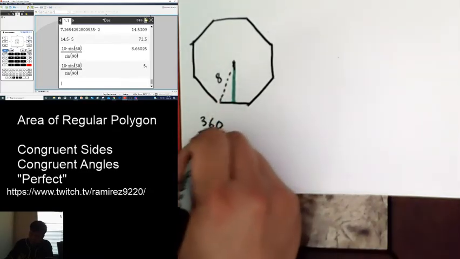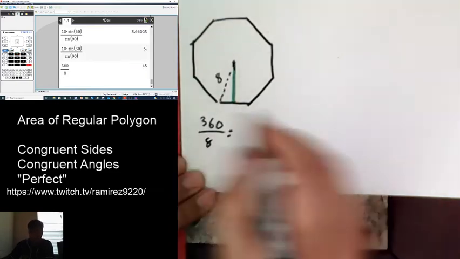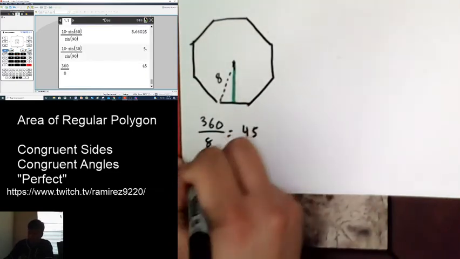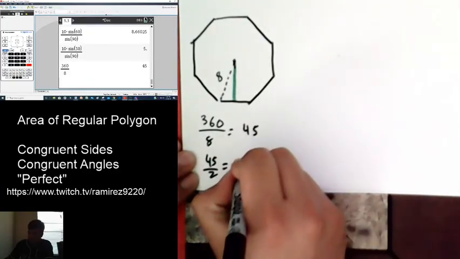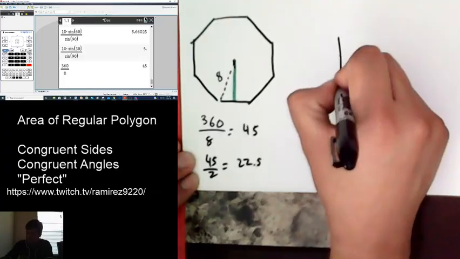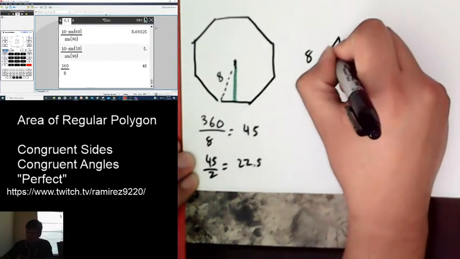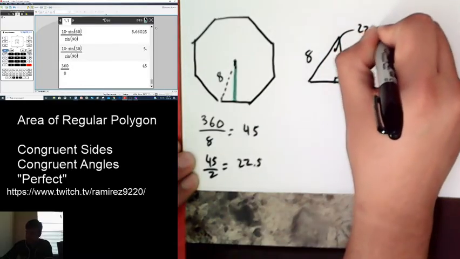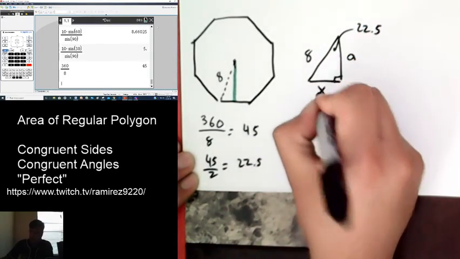So it's 360 divided by 8. That's 45. And again, we have to divide it by 2, so that's 22.5. When we draw our right triangle, I know this is 8. The angle right there is 22.5. I need to find my apothem and my half length.